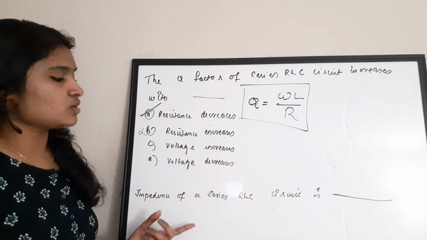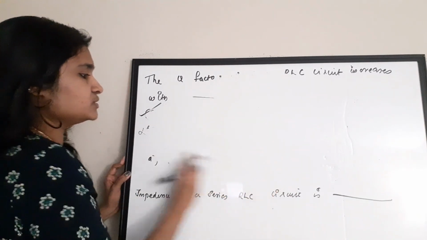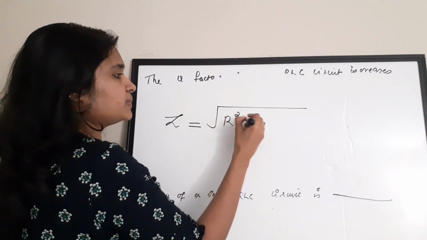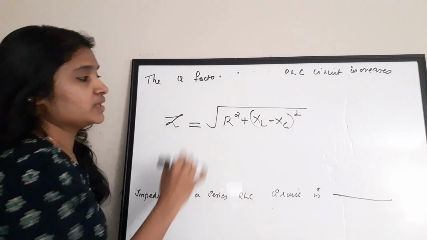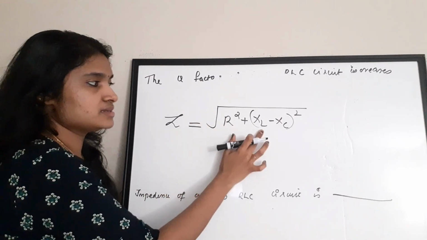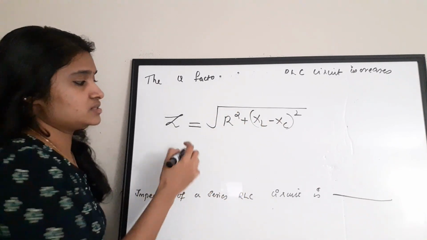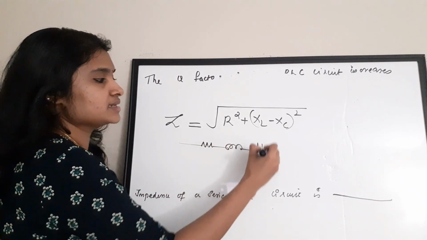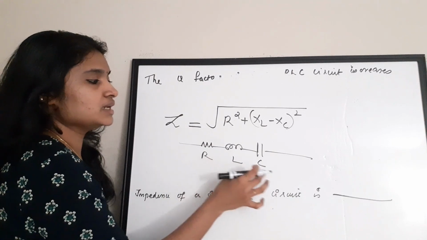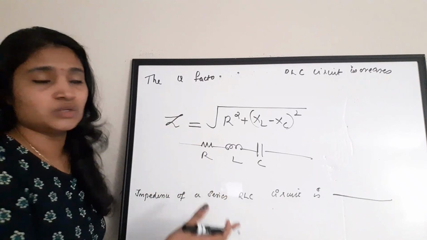Next question. Impedance of a series RLC circuit is dash. That is the equation for finding the impedance of a series RLC circuit. Z is the impedance, and it is given by square root of R square plus XL minus XC the whole square. Now at resonance, so this is the equation. Z is the impedance, R is the resistance, XL is the reactance of the inductance, XC is the reactance of the capacitance. So we know there is a resistance, an inductance, and a capacitance. R, L and C. And the impedance of these three components, if taken together, is the total impedance of the series RLC circuit.